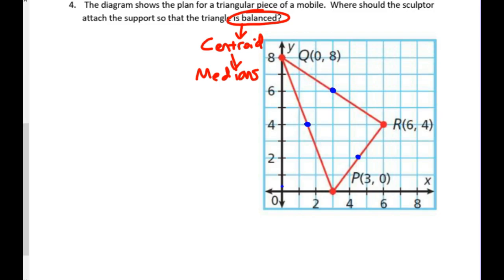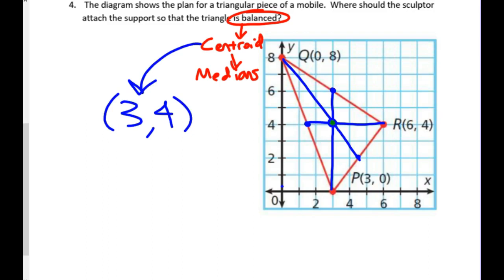Now, we're going to connect using our protractors from vertex to midpoint. So check this out. From the vertex R to the midpoint across. From the vertex Q towards the midpoint across. Vertex P to the midpoint across. Do you see that they all cross at one point? That's called a point of concurrency, okay? And that's where it's going to balance. I can put my pencil there and balance it. Put a little green dot on it. What's the coordinates of that point? 3, 4. Okay? That's my centroid. Make sure you've written this down. But you didn't. Let's write that down.